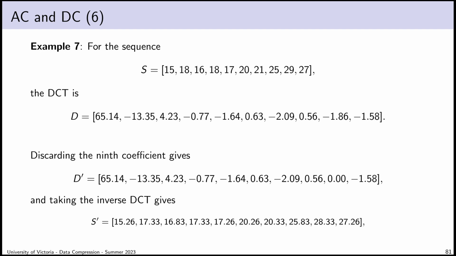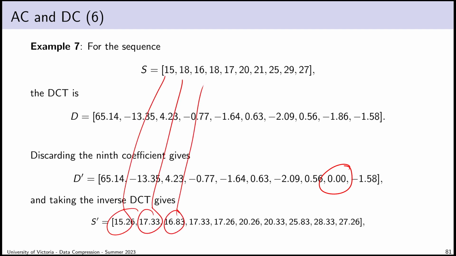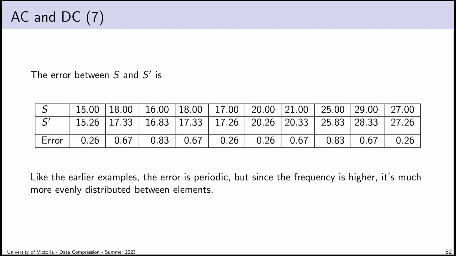Okay, let's try deleting a later coefficient. If I take the same sequence and delete the ninth coefficient, first observation, what I get is really close to my original input. I haven't introduced that huge of an error contribution. And if I take a look at the error terms specifically, -2.6, 0.67, -8.3, it's starting negative and going up and down and up and down, not quite like that, but maybe sort of like this.